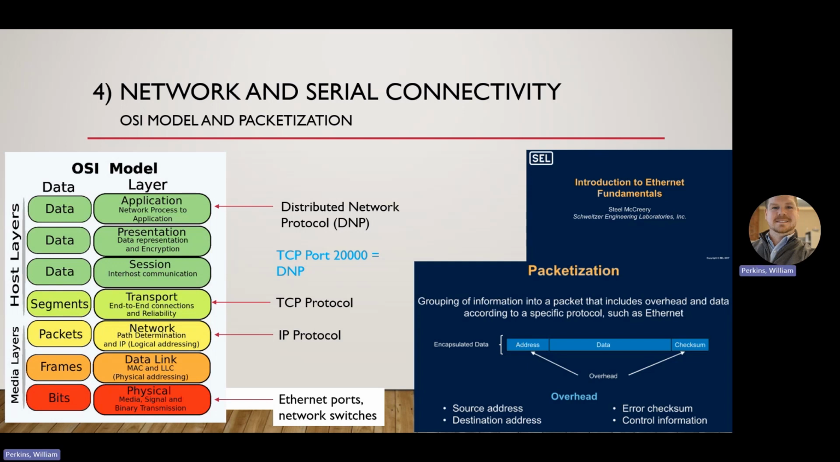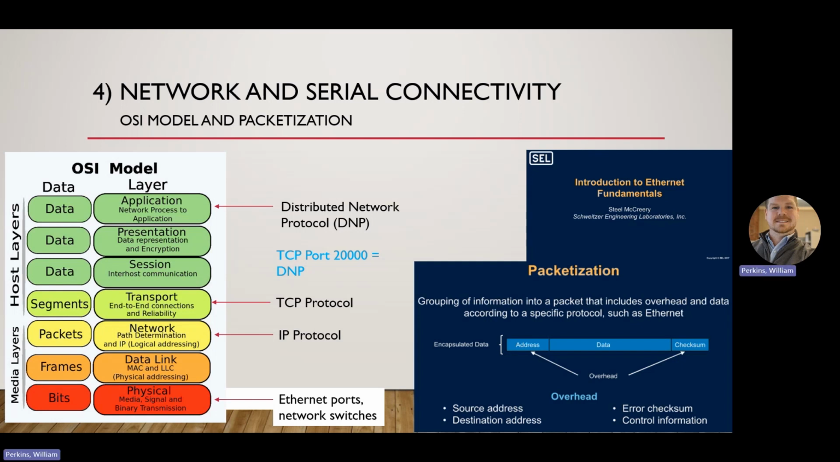Layer 3 is your network layer. So this layer is responsible for routing packets to the correct destination. It uses network addresses such as the IP addresses we talked about to identify devices on the network and routing protocols to determine which path a packet should take.